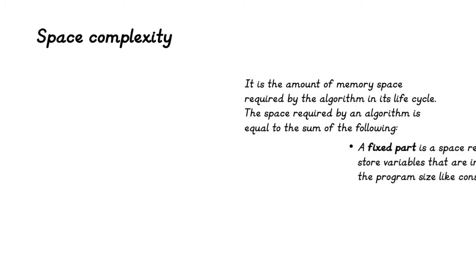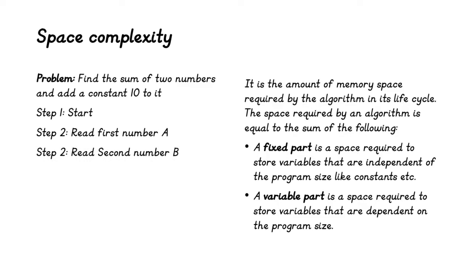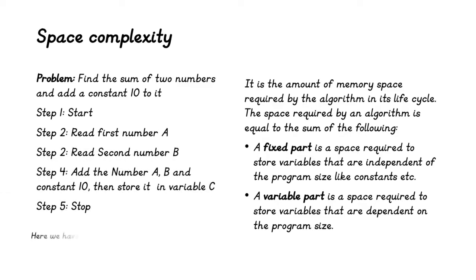Space complexity is the amount of memory space required by an algorithm in its life cycle. The space required by an algorithm is equal to the sum of the following: fixed part and variable part. Fixed part is the space required to store variables that are independent of the program size, like constants. And variable part is the space required to store variables that are dependent on the program size.